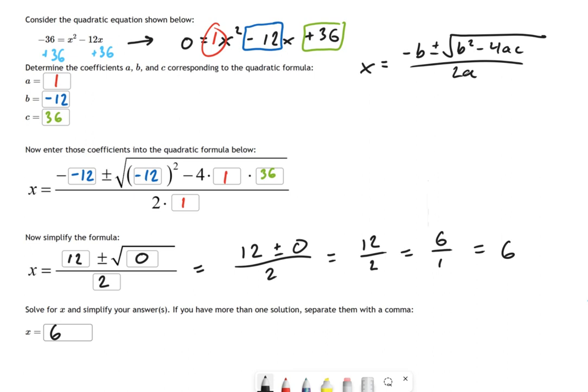Sometimes there is only one answer. Often, you'll get 2 answers for this problem. X equals something, comma, something else. But in this case, when the discriminant is 0, that thing under the square root, then you're only going to get one.